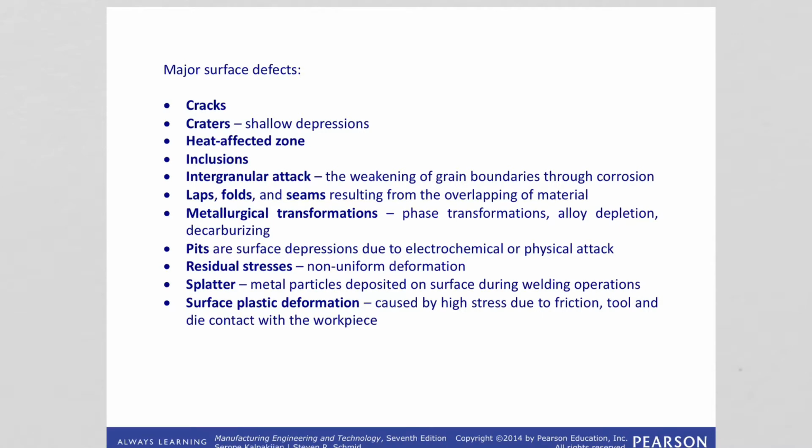So surface integrity describes not only the geometric features of surfaces and their physical and chemical properties, but also their mechanical and metallurgical properties and characteristics. It is an important consideration in all design and manufacturing operations because it will influence the properties of the material, such as the fatigue strength, resistance to corrosion, and service life.